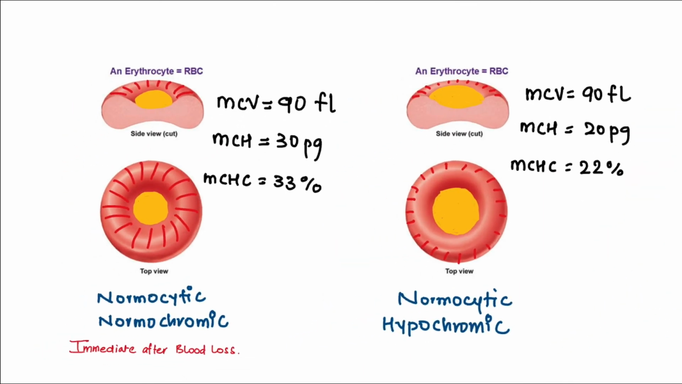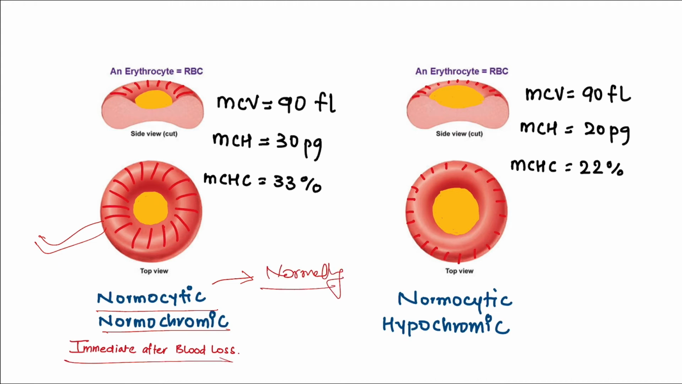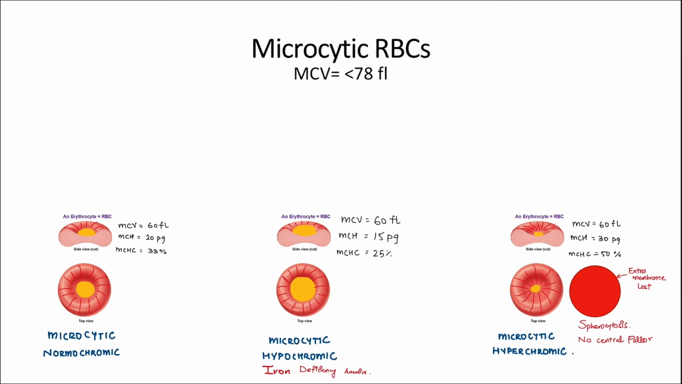So where do we see this type of blood cells? Normocytic normochromic cells we can see normally in our bloodstream, and immediately after blood loss, the cells which are produced are normocytic normochromic, because all of the nutrients are available to the bone marrow. So let's talk about microcytic RBCs.